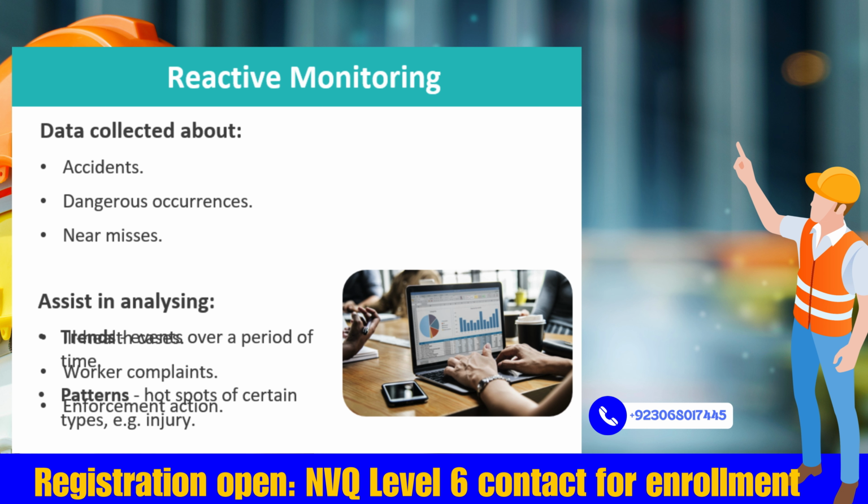Dangerous occurrences and near misses. While these incidents might not have caused harm, they often indicate underlying risks. For instance, a near miss involving machinery could suggest the need for additional safety guards.